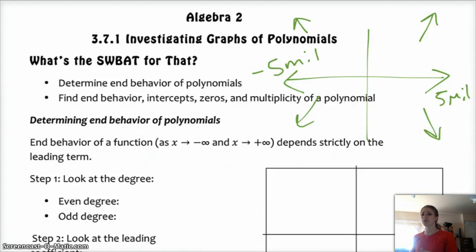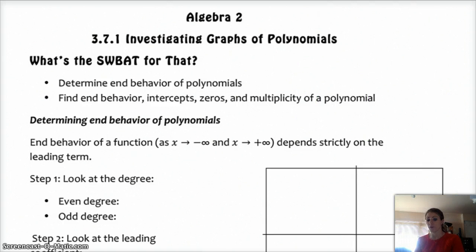Once you get to pre-calc and calculus, you'll talk more about limits, and you'll talk about what that actually means in this case. But for now, we just want to know what end behavior really means and how to determine what it looks like on a polynomial.